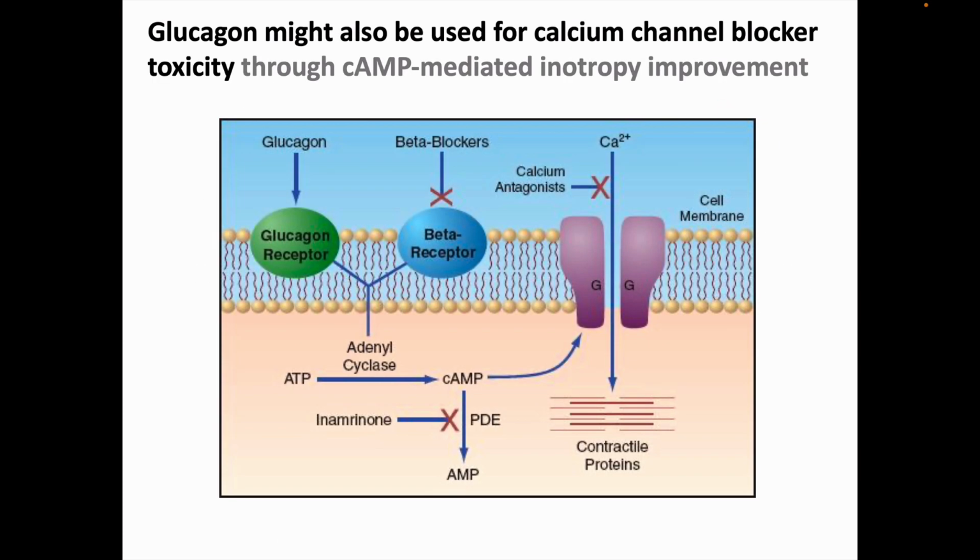This figure repeats the mechanism where glucagon treats beta blocker toxicity, but also includes how glucagon may also work for calcium channel blocker toxicity too. Increasing intracellular cyclic AMP, either through beta-adrenergic or glucagonergic stimulation, will augment calcium influx through the channels that are partially blocked by calcium channel blockers, and this can help overcome the impaired contractility. This figure also shows a potential role for inamrinone, a phosphodiesterase inhibitor, but that's not the topic of this glucagon-specific presentation and will be discussed elsewhere.